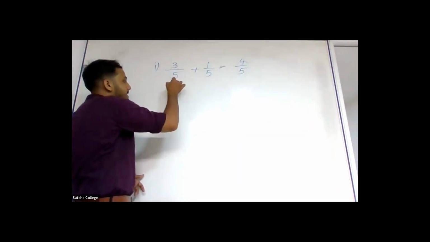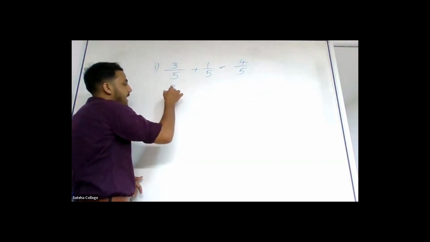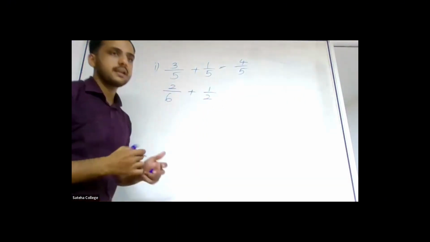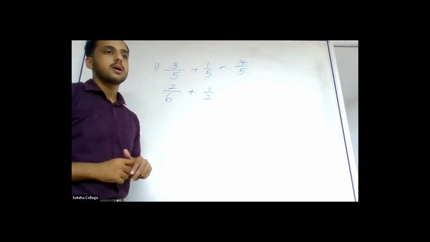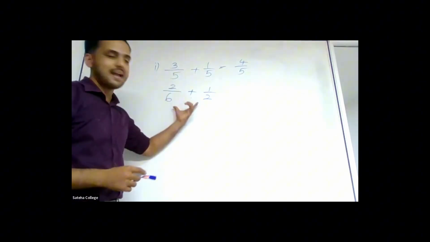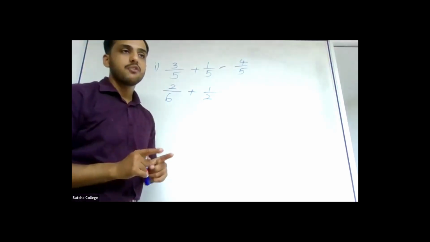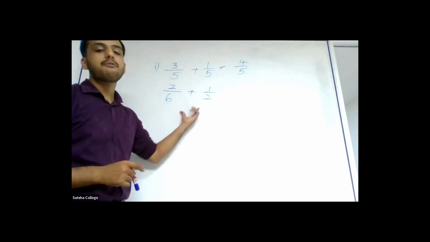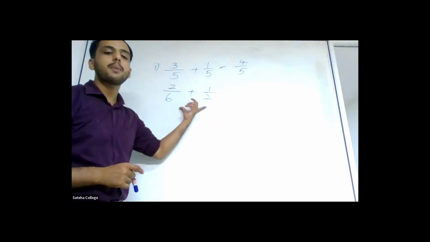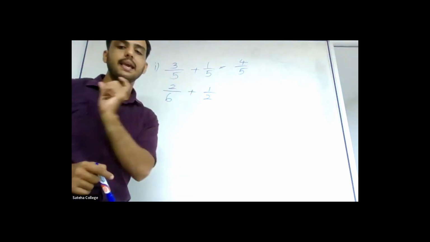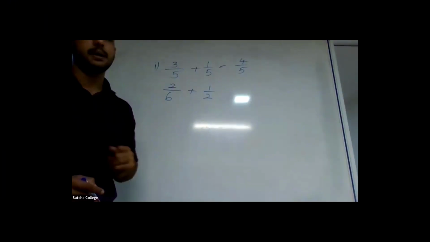Now, during addition, what if the denominators are different? What is the first thing that you do? You think, for me to add or subtract fractions, my denominator should be the same. For me to get the same denominator, I have to find the common multiple between both of them. That in short form is called LCM, lowest common multiple.